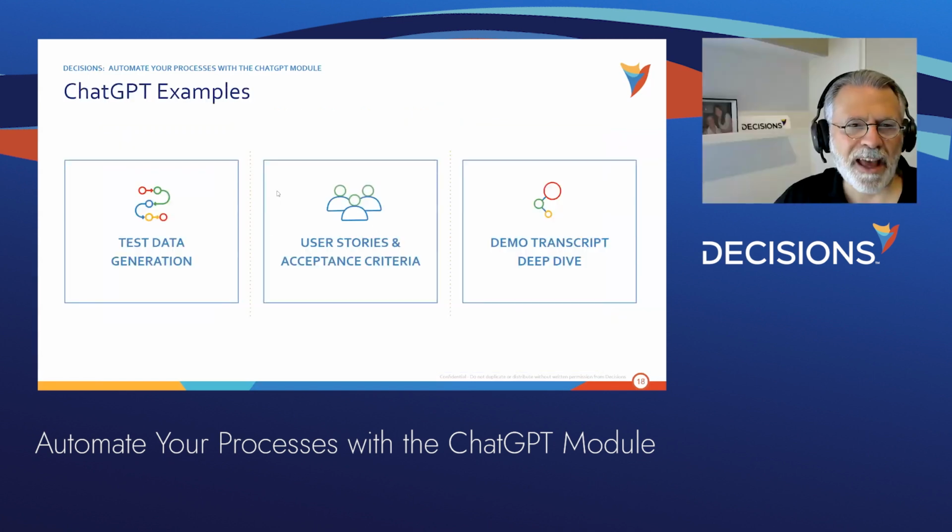Right, and it's easy as that. So you just download, install the module, put in your ChatGPT key, and then the steps are there within the graphical design tools, and you can drag and drop and build what you want. So the first use case that we've built out here is this test generation use case.